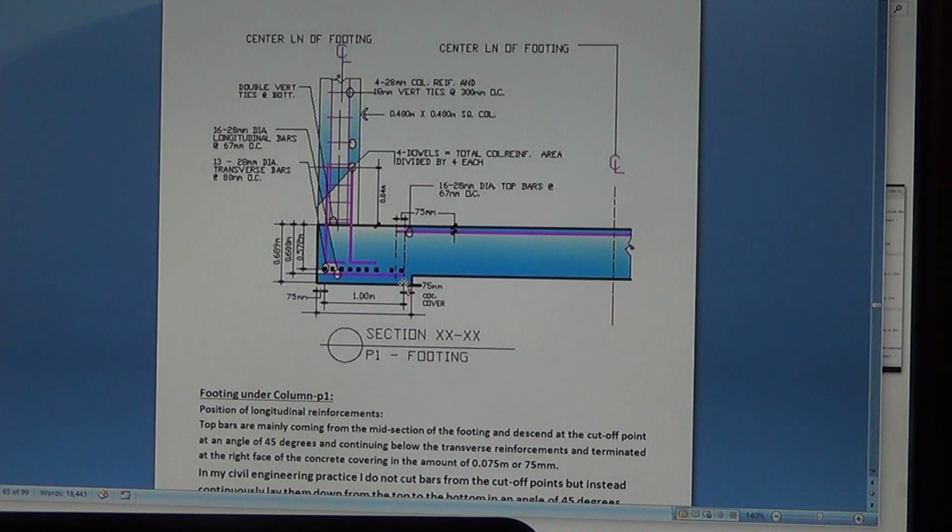And here, this is the longitudinal direction below the column. It's always the bottom of the foundation. It's always placed there, the longitudinal and the transverse reinforcement.